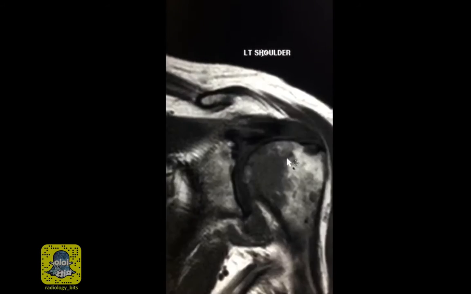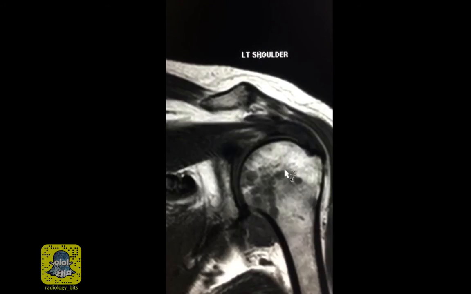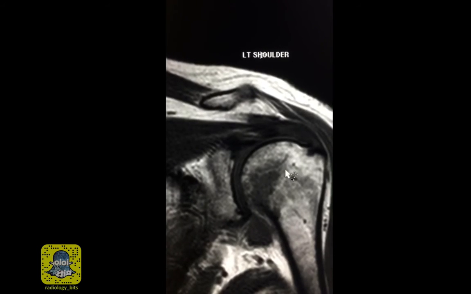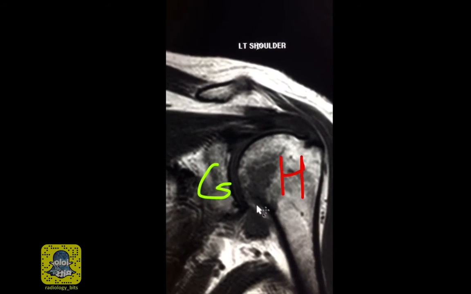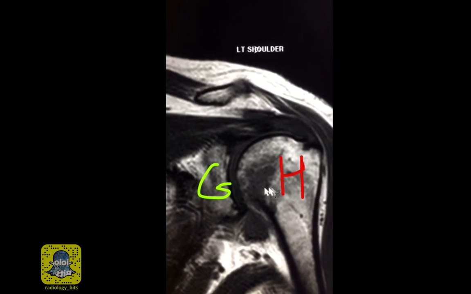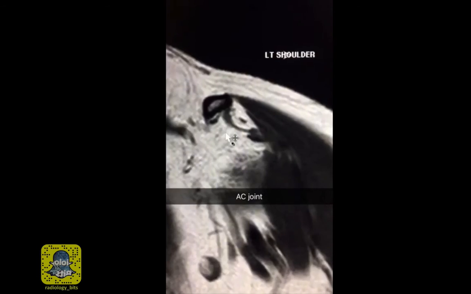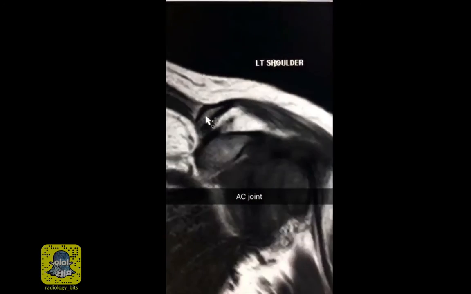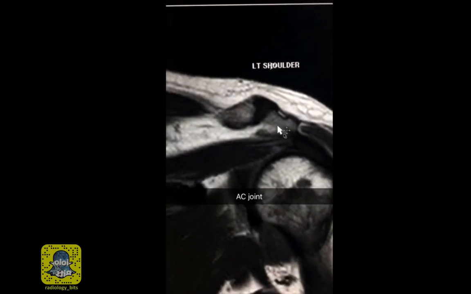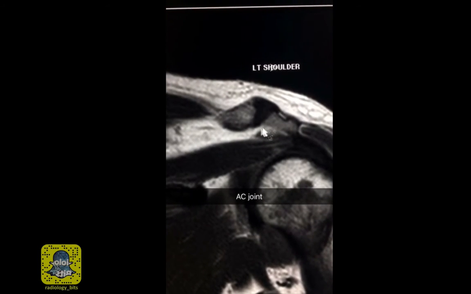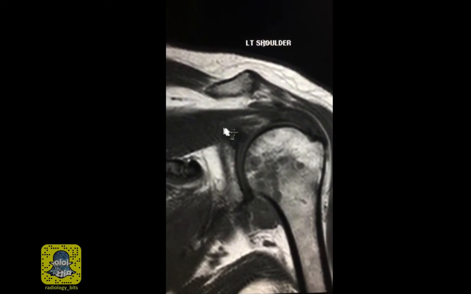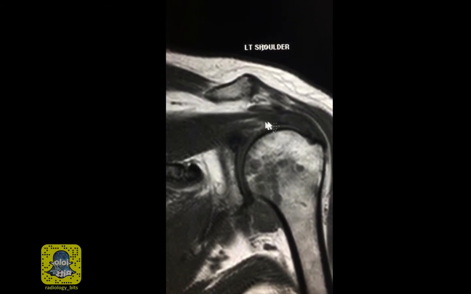Here's the coronal T1 again. It's not a bad image to show some anatomy for the junior followers. This here is the proximal humerus. This is the glenoid of the scapula. On the same plane, you see the clavicle as it goes all the way to join this part of the scapula, the acromion. So this is the acromioclavicular joint. And you have the tendons and muscles that pass between the humerus and the AC joint. These are the rotator cuff tendons.